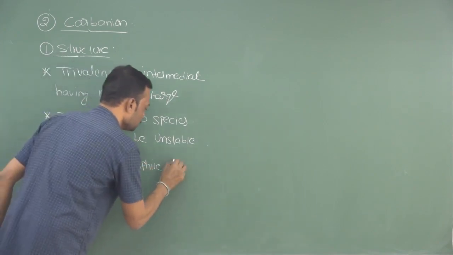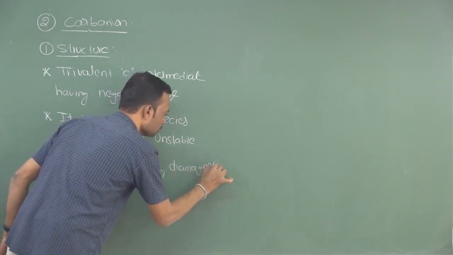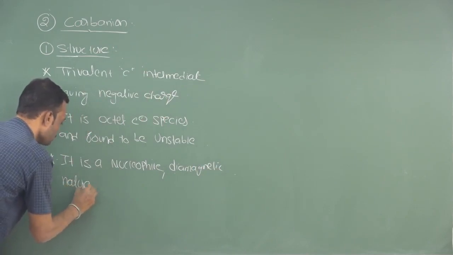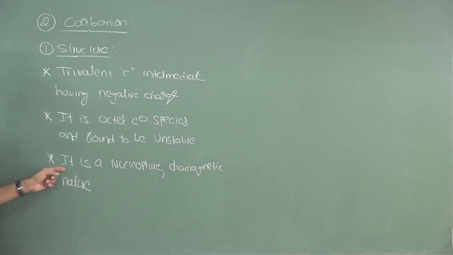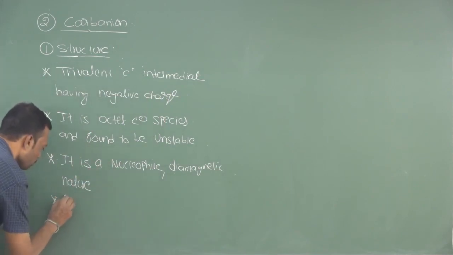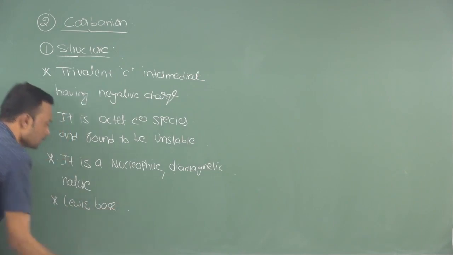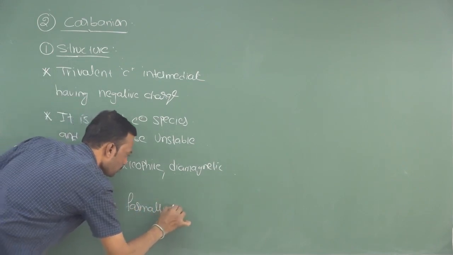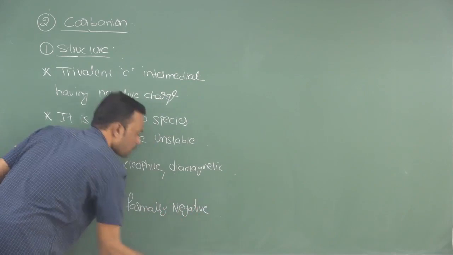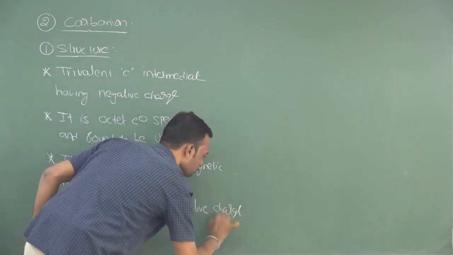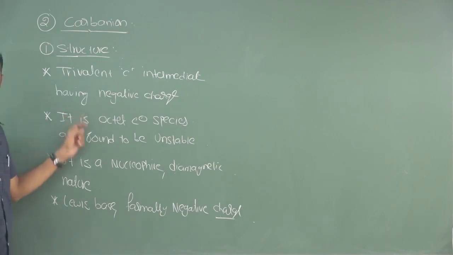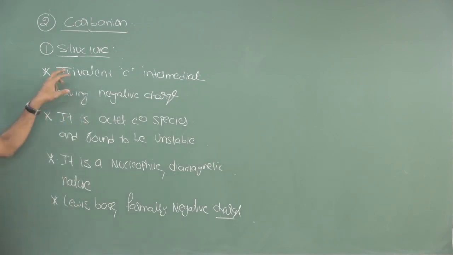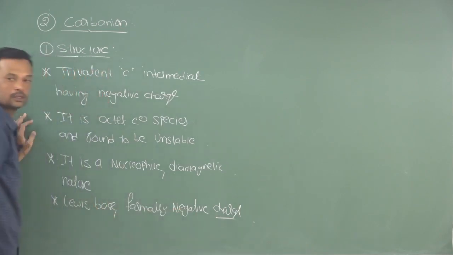Next, carbanion is a nucleophile and diamagnetic in nature. One more, carbanion is also a Lewis base, and we can remember it is formally a negatively charged species, so we need to represent it with a negative charge. It is a trivalent carbon intermediate having negative charge, octet electrons, and it is found to be a nucleophile and Lewis base. It has a tendency to use its negative charge.